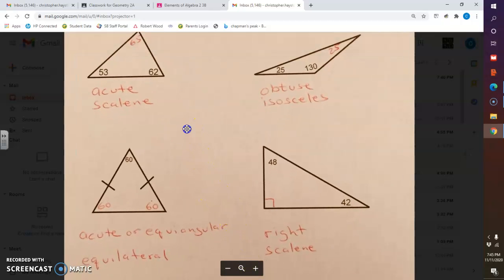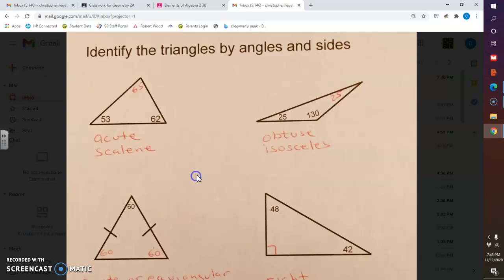All right, guys, so this is going to be the review for your Chapter 4, 4.1 to 4.3 test. The first questions, obviously, are identifying the triangles by angles and sides. So remember, angles: acute, obtuse, right, and then we have the special equiangular. If it's equiangular, you have to say equiangular, not acute.